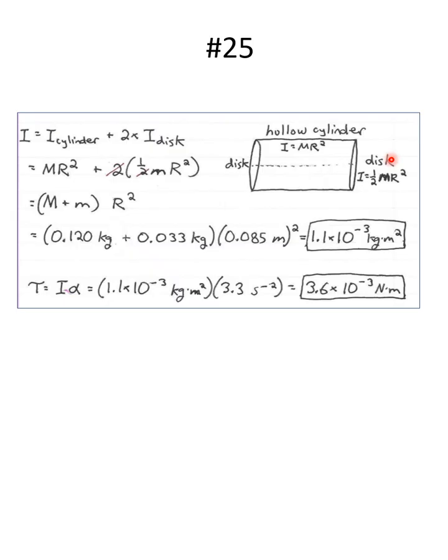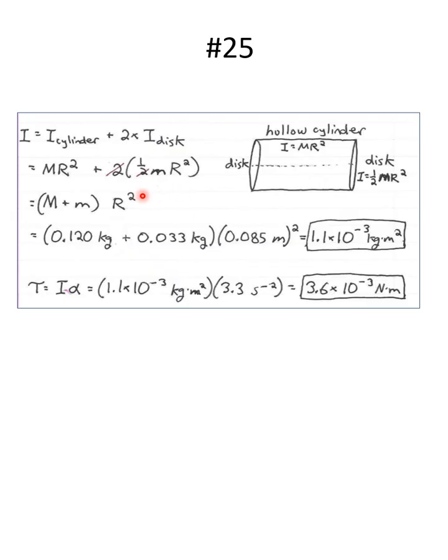Then we think about the moment of inertia of the two end caps, the discs, and the moment of inertia of a disc is 1/2 mr squared. So here I've used 1/2 little m times R squared, so the discs have a different mass from the cylinder, but they do have the same radius, so I'm using the same capital R for radius.